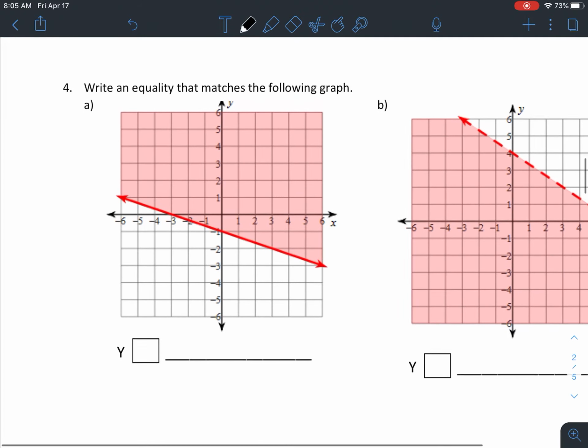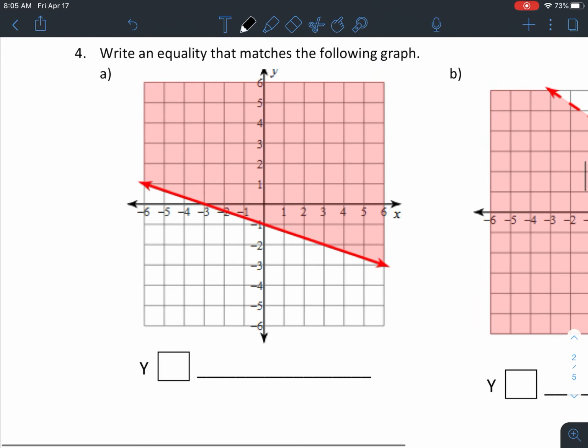Now part 4 here is asking us to write inequalities. This is the key that I want to make sure you guys are able to do, is write inequalities. First off, by looking at this, we should be able to tell right away from that symbol here that this is going to be a greater than or equal to sign. And that's because that's a solid line.